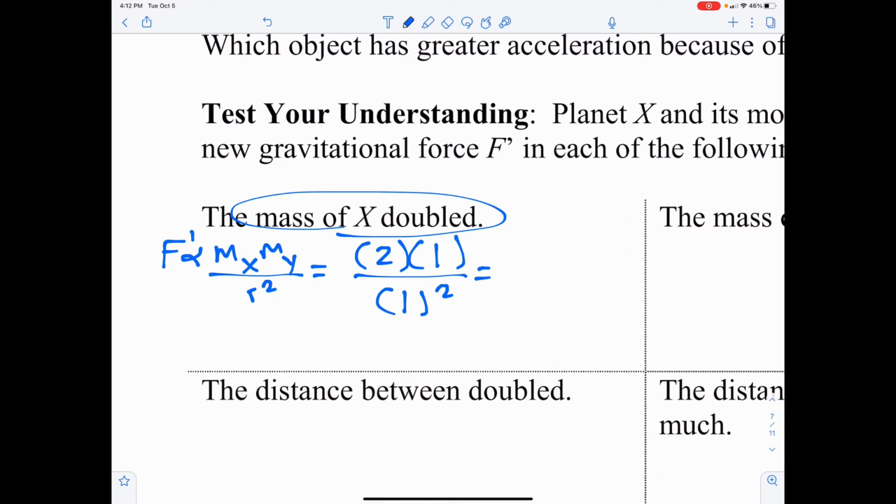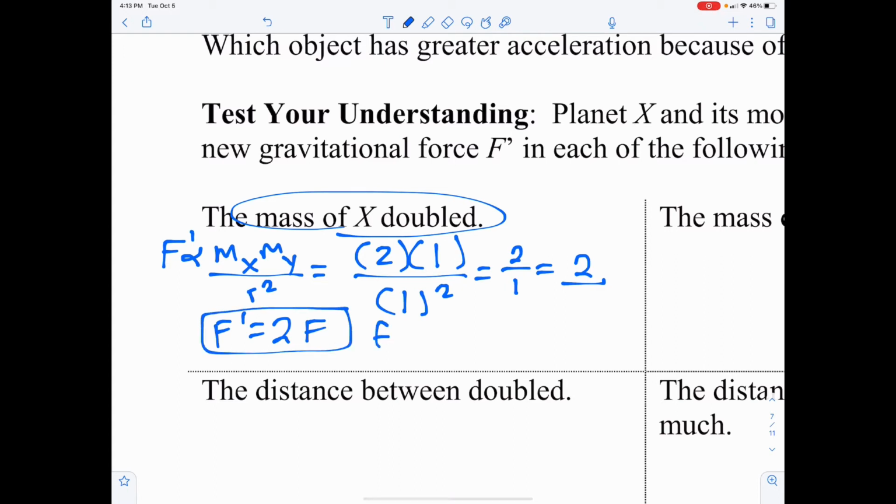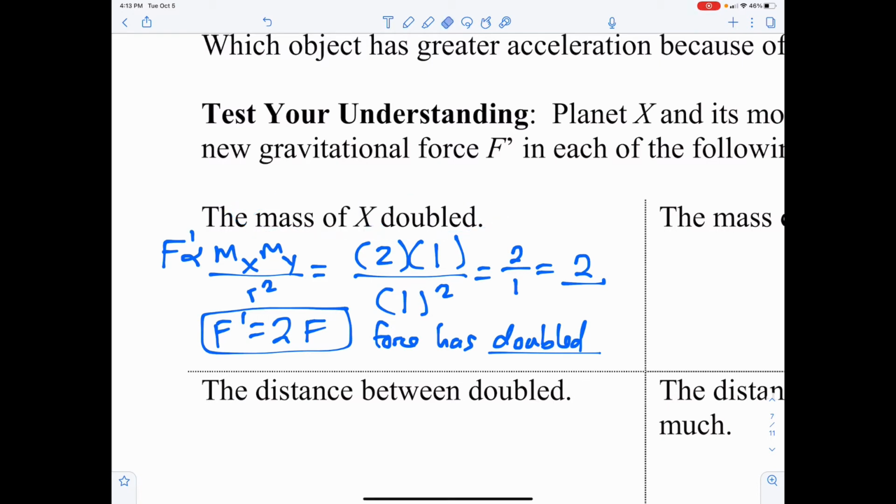Okay, filling out the calculation, we have 2 times 1 is 2 over 1 squared is 1, and we get 2. What does this mean? It means the new force, F prime, is 2 times the original force. The new force has doubled. So by doubling the mass, the force between them has doubled. You can leave your answer like this, but know how to translate it into words as well.